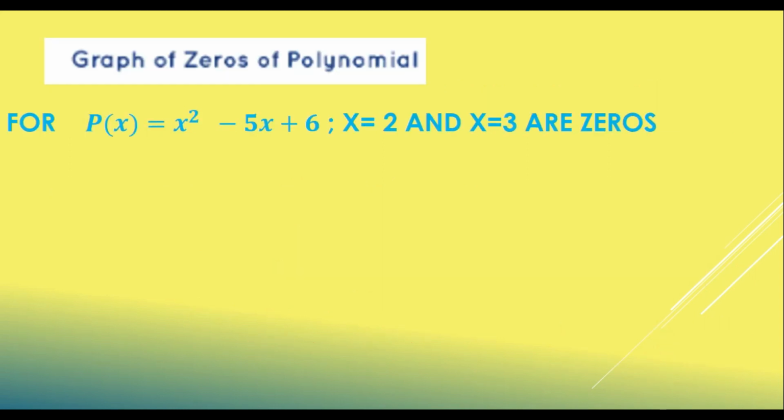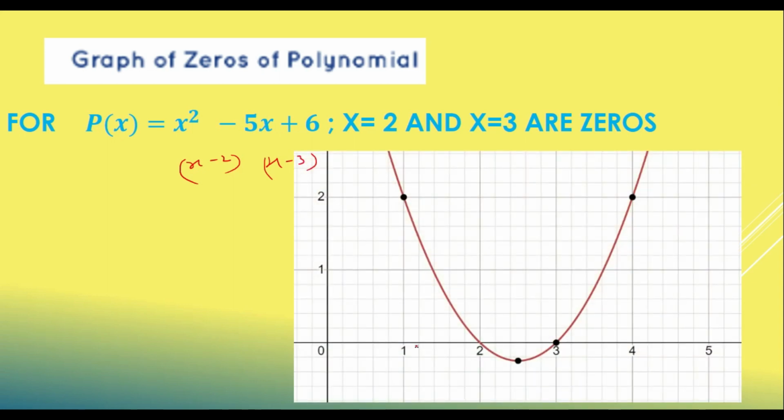Okay, what's next? Next, some graphs, the graph of zeros of a polynomial. For this function, x square minus 5x plus 6, x is equal to 2 and x is equal to 3 are zeros. You can find that when you factorize this one, it will be x minus 2 times x minus 3. So x is equal to 2 or x equal to 3 will make this polynomial 0. When you see the graph of this function, you see 2 and 3. These 2 and 3 are x-intercepts.